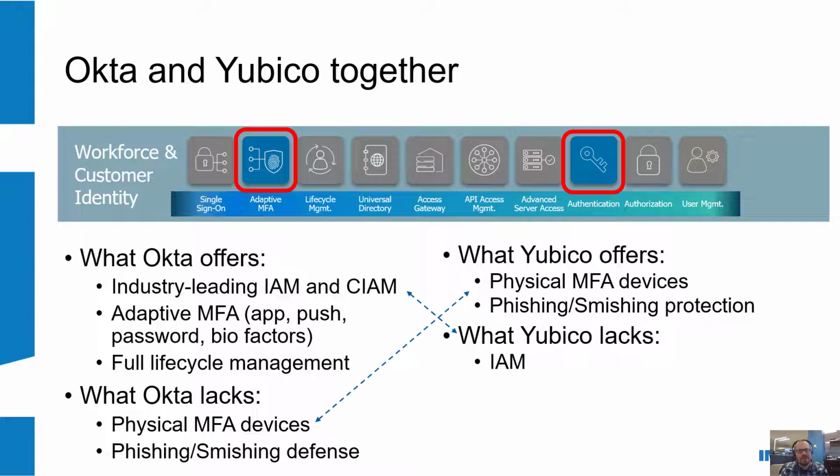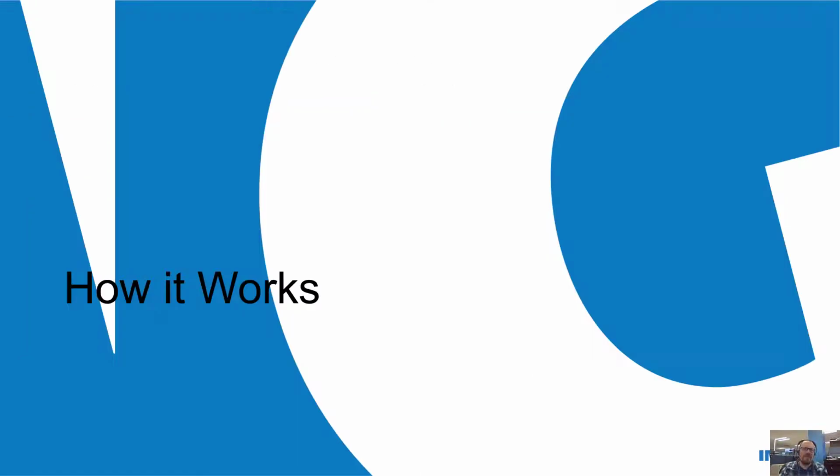So of course, this is how we're putting them together, right? We're going to use Yubico's physical MFA devices with Okta's industry-leading IAM and SIAM to create a full package. So let's look at how this is going to work for the end user, what it's like to log in.